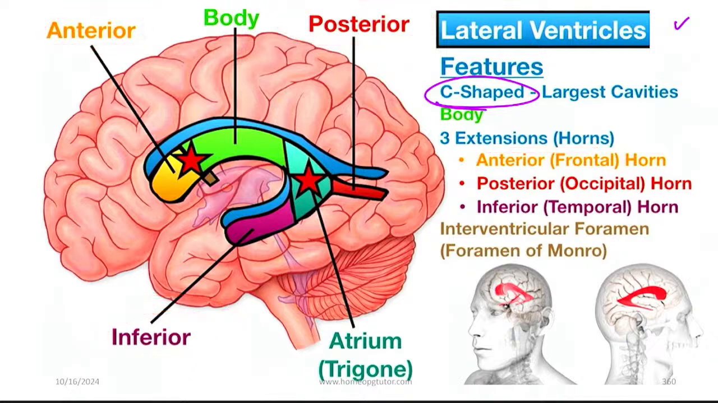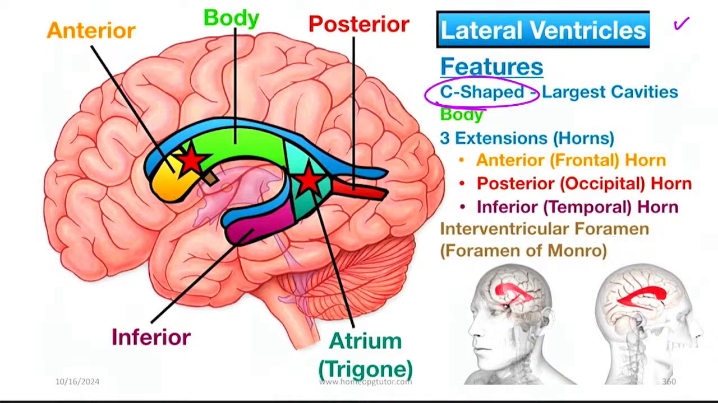Mainly we have a body with the anterior horn which is going anteriorly, a posterior horn which is dipping posteriorly into the posterior lobe, and the inferior horn, which is going into the temporal portion of the brain.